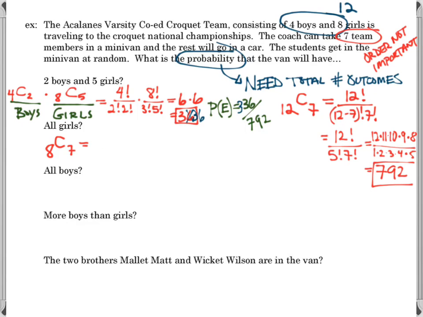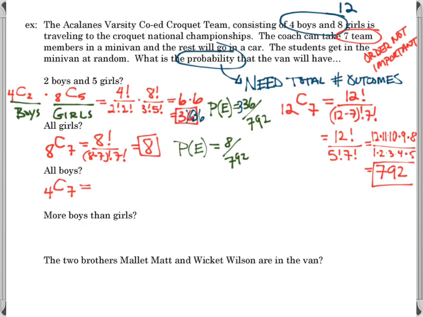All girls, if we look through this, from the 8 choose 7, right? Okay, from the 8 choose 7, I get a value of 8. That's over my same sample space, because that's all the different ways that I could get 7 people from the 12. All boys, from 4 choose 7, right? I can't get 7 things from 4, so there's no way, there's no probability, or there's a 0% chance, 0 probability that I would get all boys.